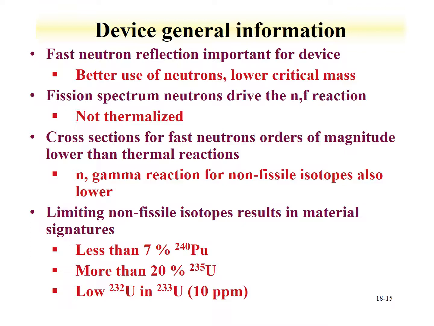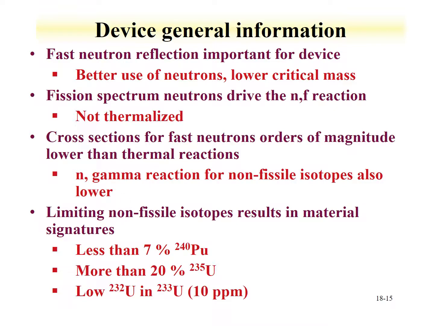The behavior of neutrons in devices is important and provides a route for understanding signatures. Generally speaking, a device would have something that would reflect neutrons back into the reaction area, so you have some sort of reflector. The fission spectrums drive the (n,f) reactions. These neutrons are not thermalized, so that's an important difference between a device and a reactor. Remember that the neutrons have an energy of about 1 MeV in a device. The cross sections for the fast neutrons are orders of magnitude lower than thermal neutrons.